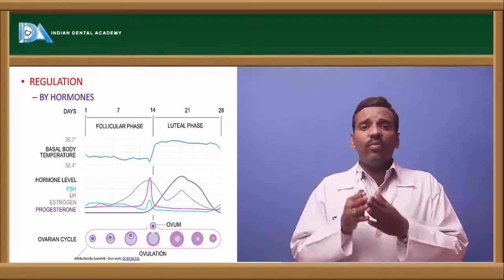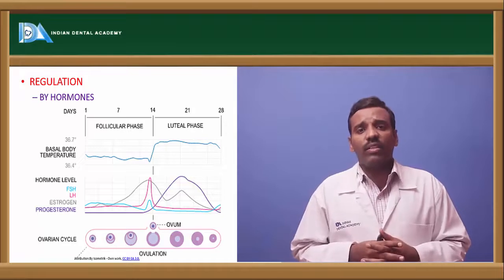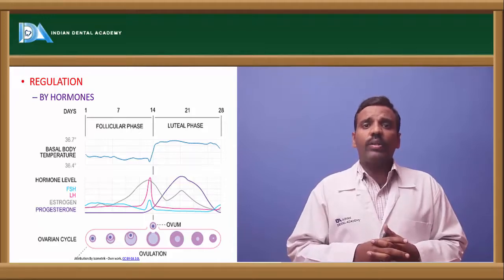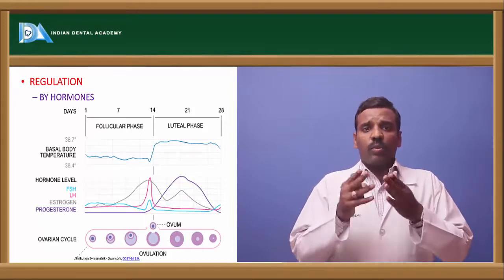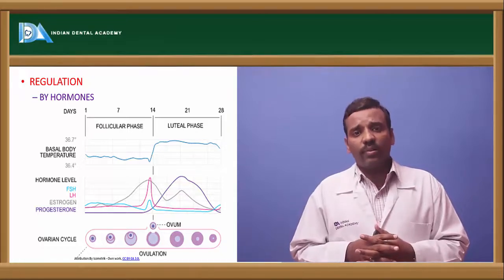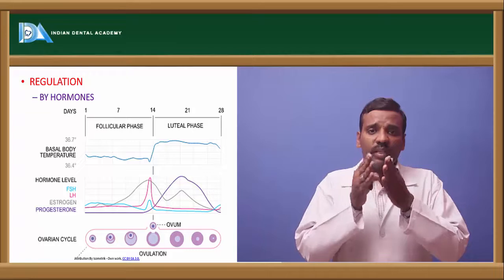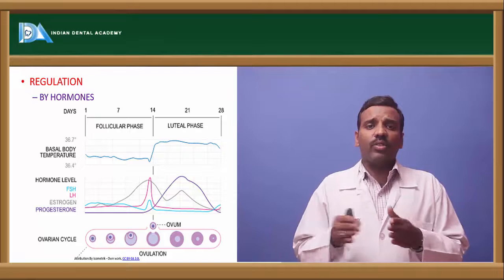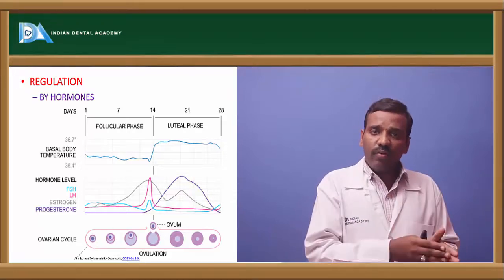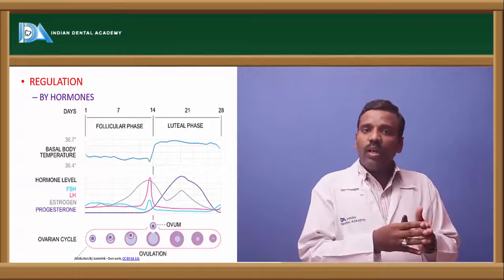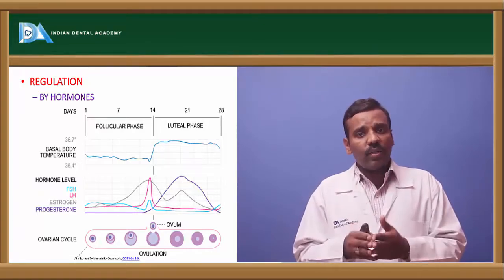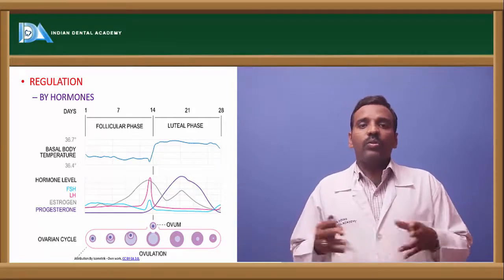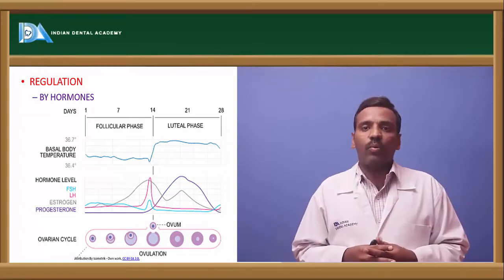And immediately on the 14th day, estrogen levels and FSH levels decrease, and immediately there is a rise of progesterone and LH, luteinizing hormone. These two hormones act from day 14 to day 28. So by the action of these hormones, day 1 to day 14 is estrogen and follicular stimulating hormone, and day 14 to day 28 is progesterone and luteinizing hormone. Like this, regulation by the hormones is possible.